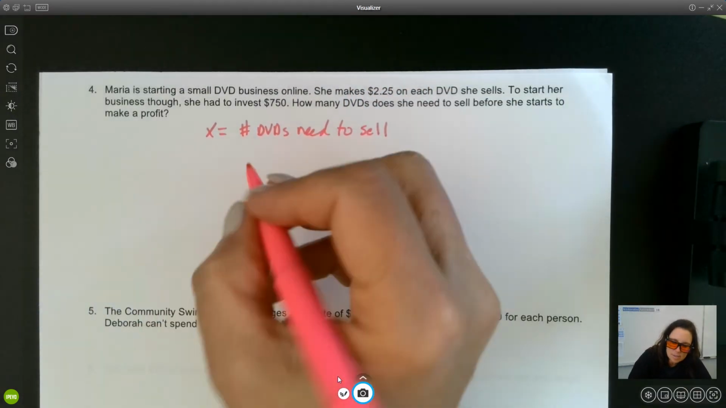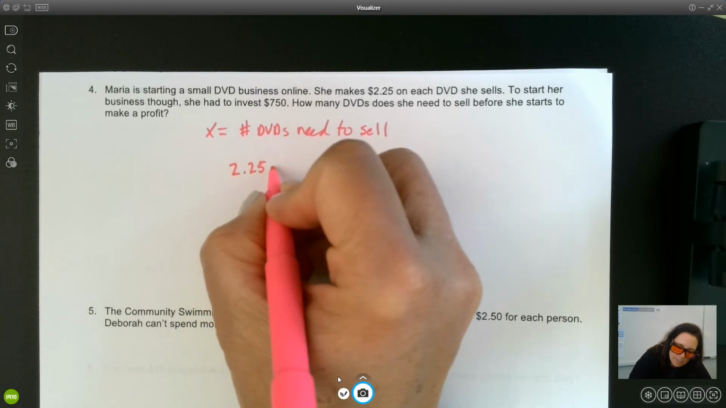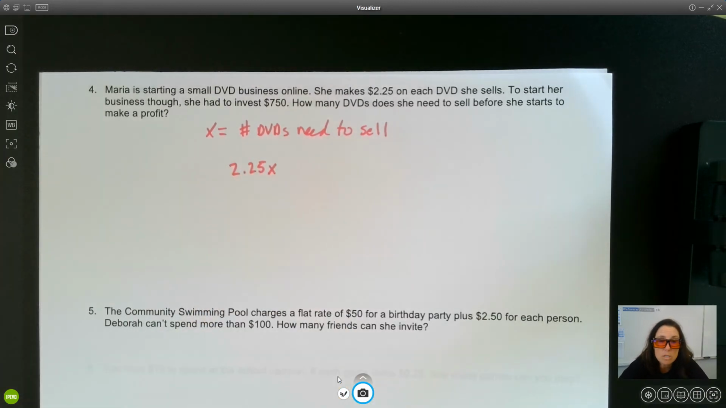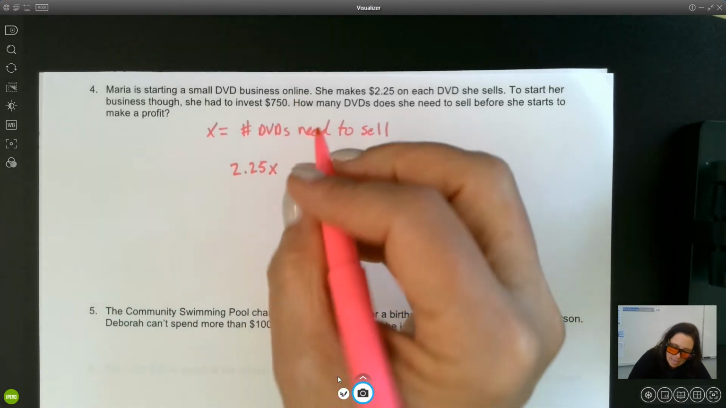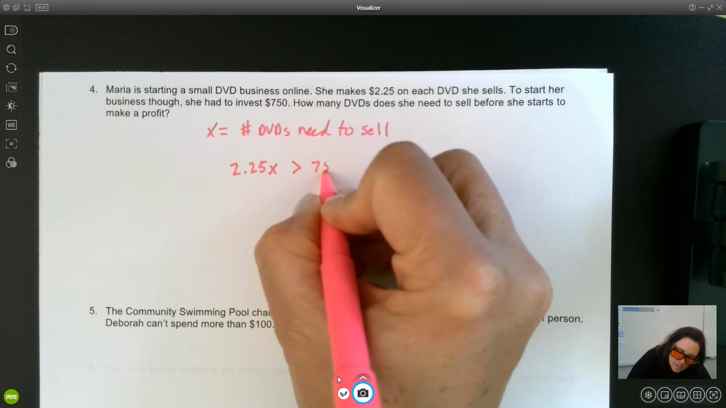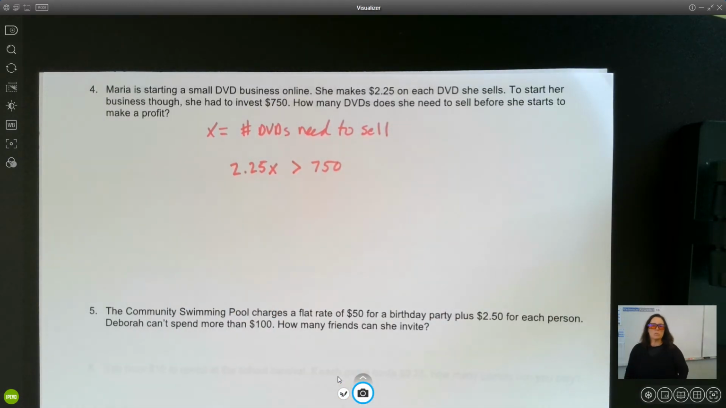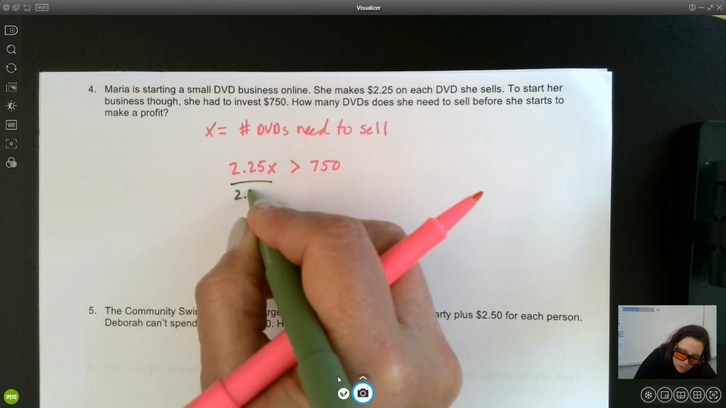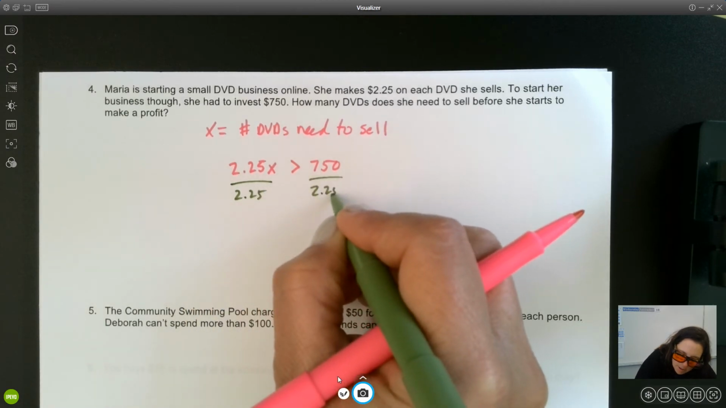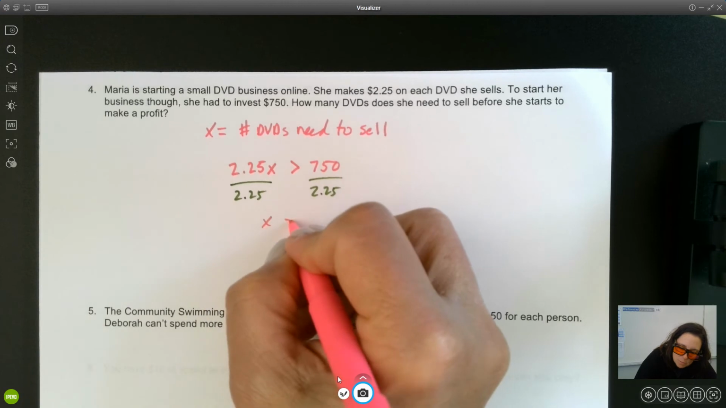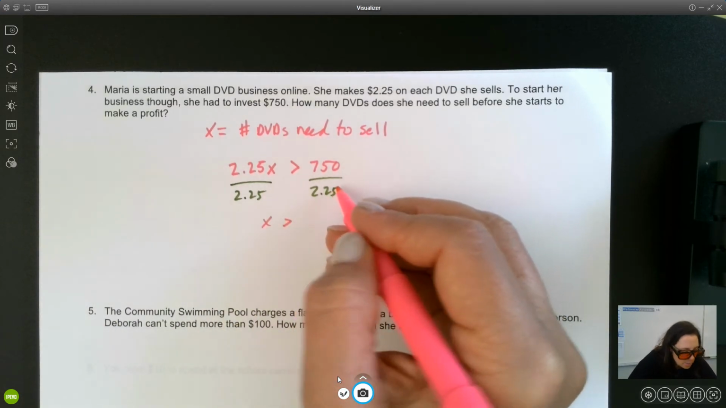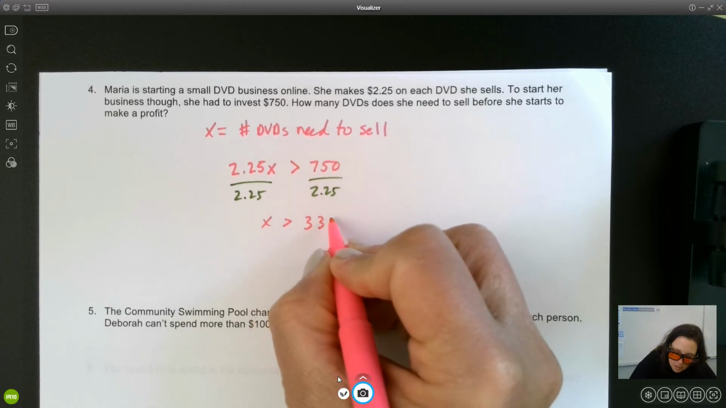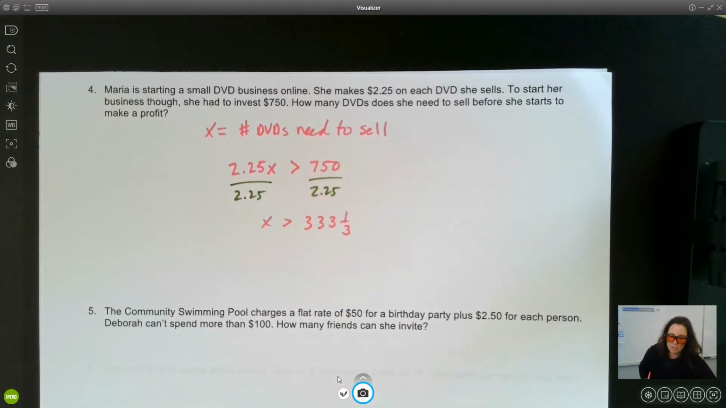Okay, doesn't it make sense that we would multiply the $2.25 per DVD times the number of DVDs? And we need that to be greater than the 750 bucks that she's already out. That's the equation, or I should say that's the inequality. Now to solve that, we're dividing by the 2.25 on both sides. And this comes out to be, and please use a calculator with these yucky numbers, 333 and a third. X has to be more than that.